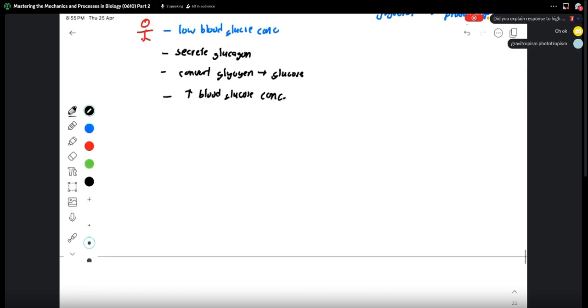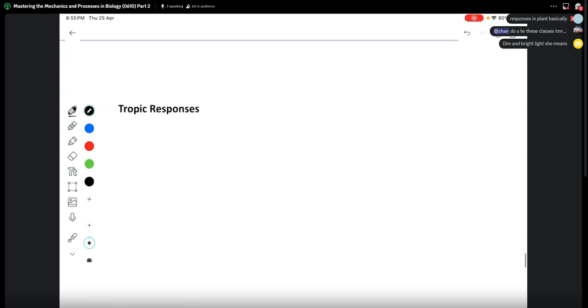Okay. Explain response to high and low light. What's that? Response to high and low light. What does this mean? Is it the tropic responses? Okay, never mind. Okay, let's do tropic responses.